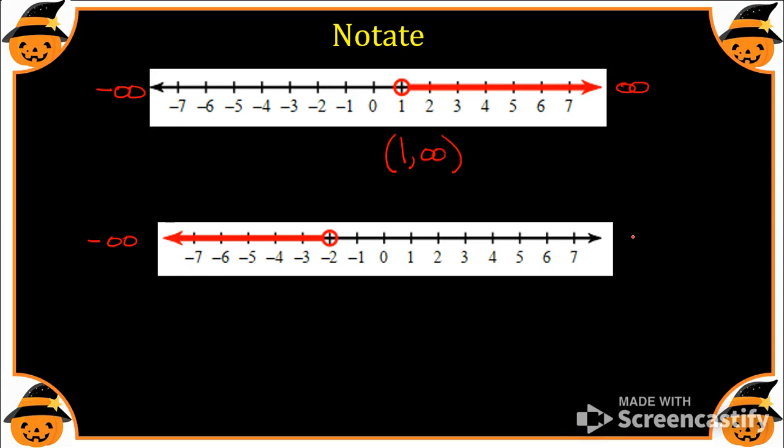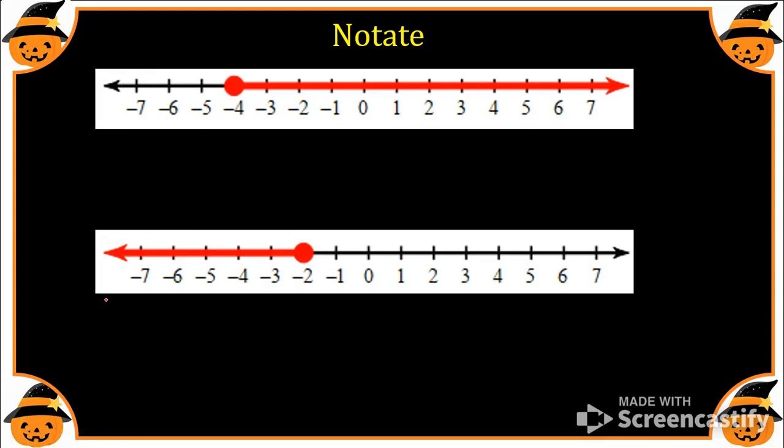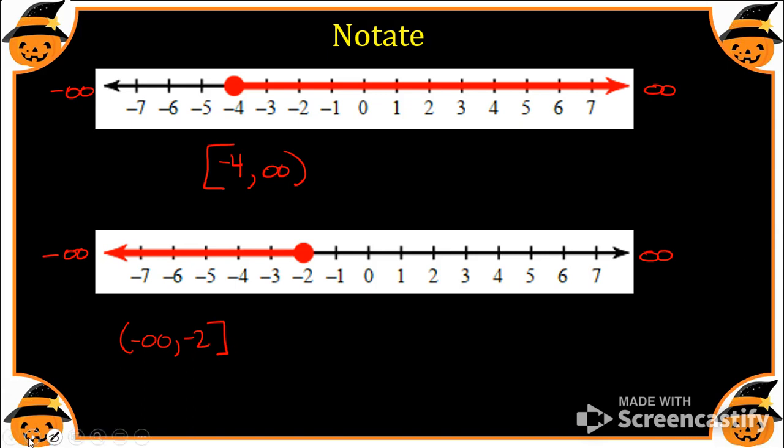For our next example, again, we go from left to right. So the shading begins at negative infinity. It goes up to -2, and -2 is not included. In the next example, the shading begins from left to right at -4. It is included, it's closed, so we need a bracket, and then it goes all the way to positive infinity. On our fourth example, the shading begins from negative infinity up to -2, and it is included, so we need a bracket.